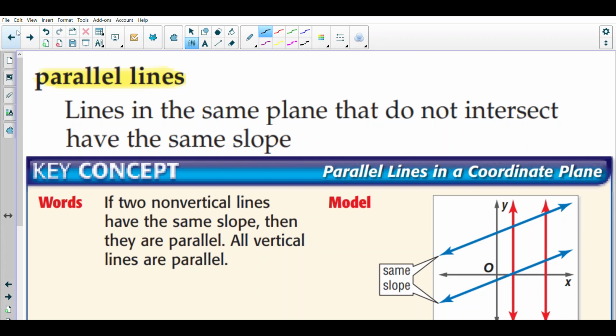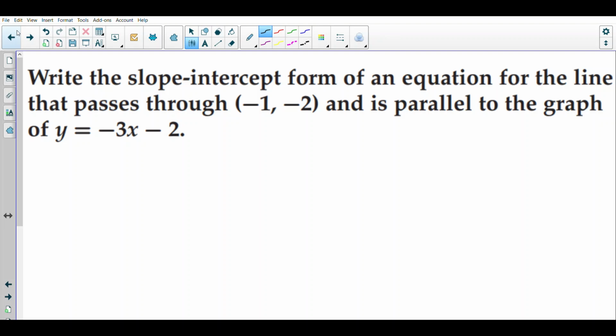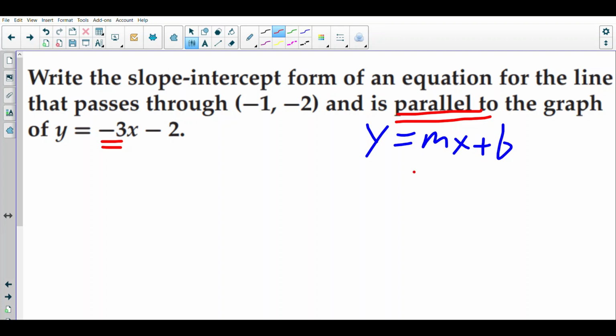So let's do a couple examples. Write the slope-intercept form of an equation for the line that passes through -1, -2, and is parallel to the graph y equals -3x. So first off, we start off y equals mx plus b. So remember, we hear the word parallel. That means we use the exact same slope that we're given. So we plug in that -3.